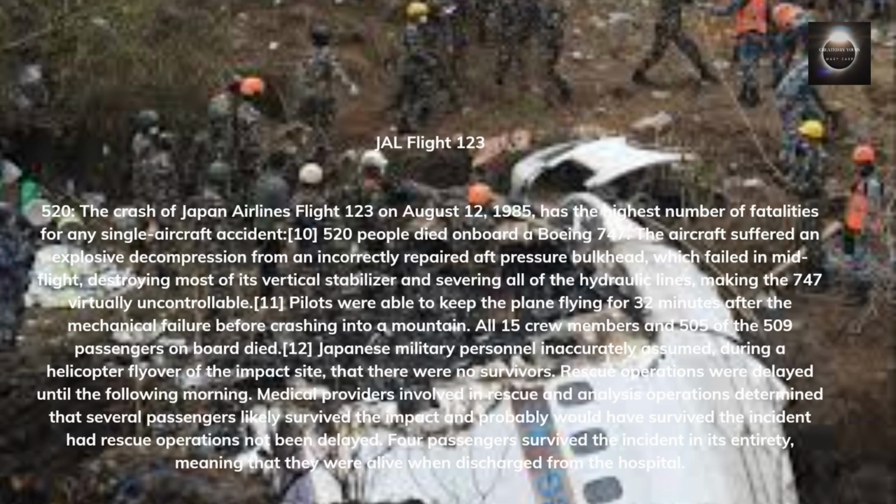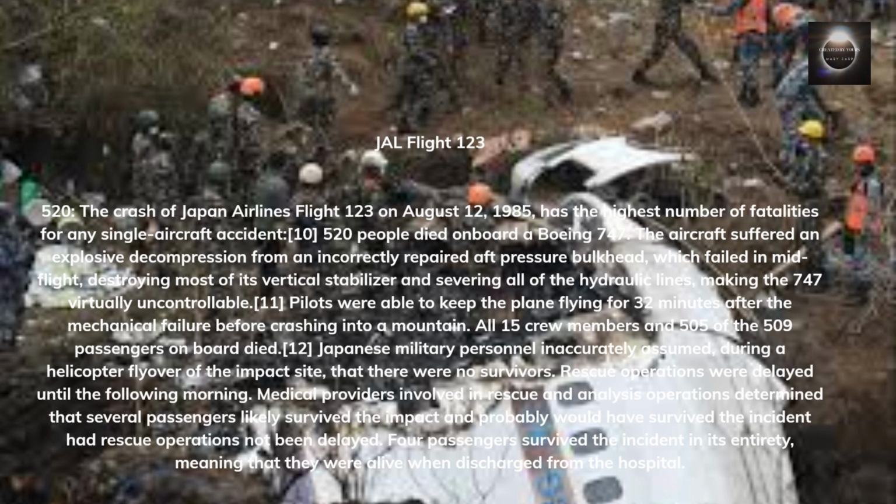JAL Flight 123. 520. The crash of Japan Airlines Flight 123 on August 12, 1985, has the highest number of fatalities for any single aircraft accident. 520 people died on board a Boeing 747.